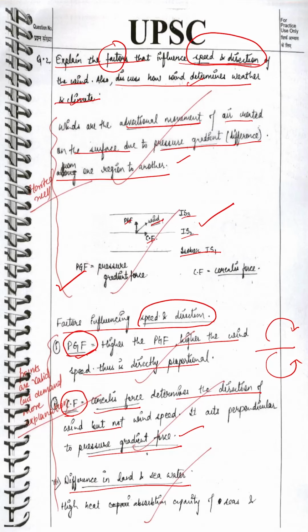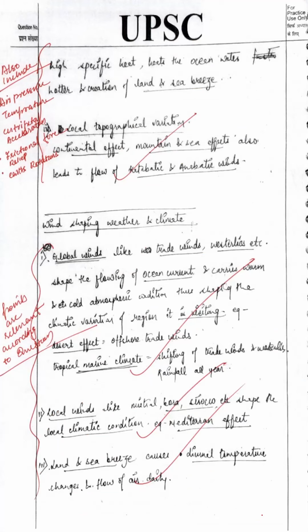Then the difference in land and sea water is also highlighted here. Land and sea water result in the formation of a pressure gradient, so it is also one of the factors which influences the speed and direction of the winds. In the next part we can see the high specific heat of the ocean water, and the creation of land and sea breeze is seen here, which influences the wind speed and direction. Then there is another factor, local topographical variations.